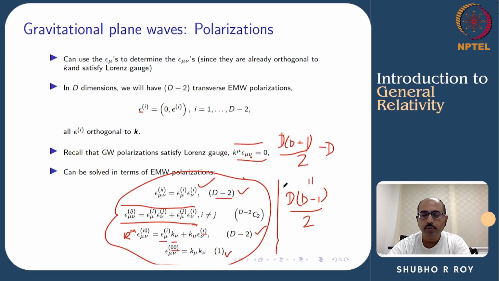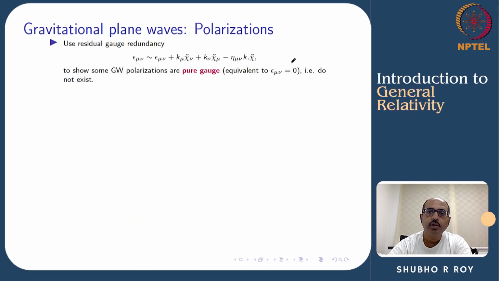We have to do a little more work because we know that the Lorentz gauge is not a complete gauge fix. We have to eliminate more components, or fix more components, of the symmetric perturbation, otherwise it won't be uniquely determined. We're going to do that by using the residual gauge dependency, which tells you that epsilon mu nu and epsilon mu nu plus this extra thing are the same physical gravitational wave, where chi tilde nu is arbitrary. So these two polarizations represent the same physical gravitational wave.